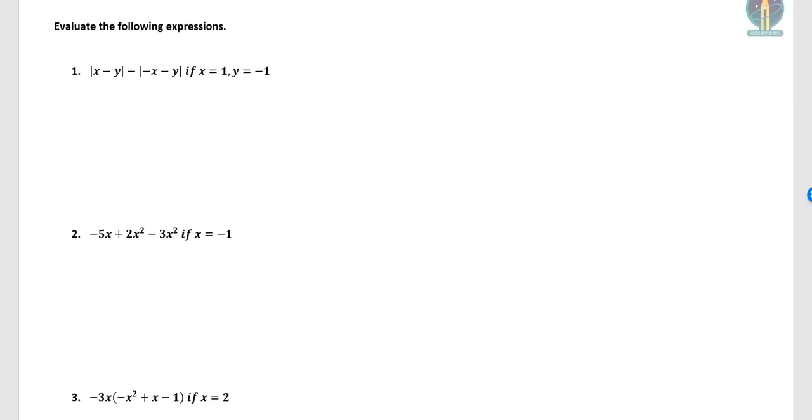Okay, let's look at these together now. So absolute value of x minus y, minus absolute value of minus x minus y, with x equal to 1 and y equal to negative 1. So very straightforward. Wherever I see x, I'm going to plug in 1. So 1 is going to go here, and it's also going to go here. And negative 1 is going to go here, and it's also going to go here.